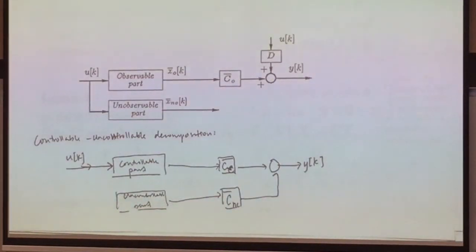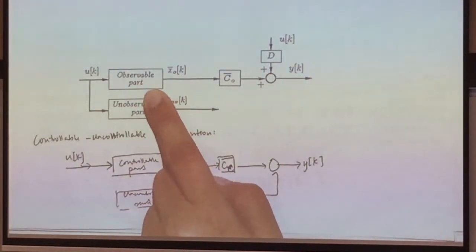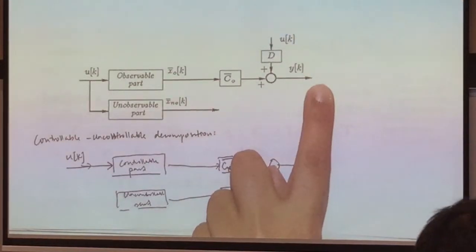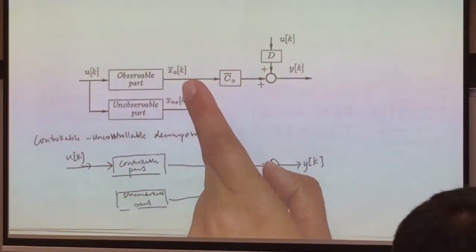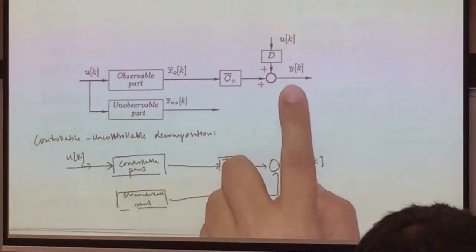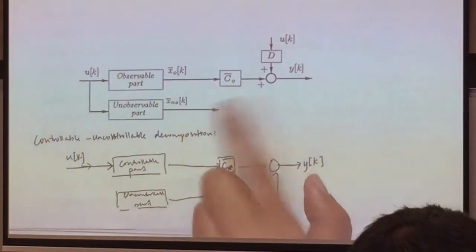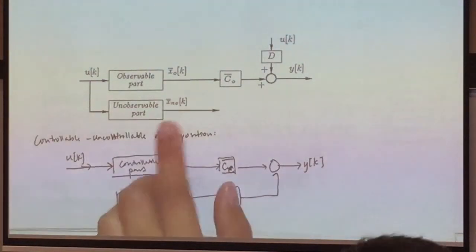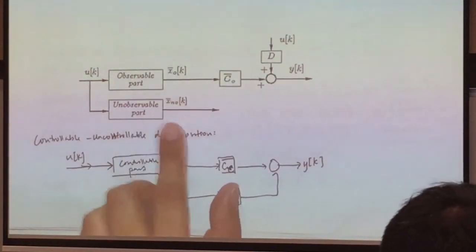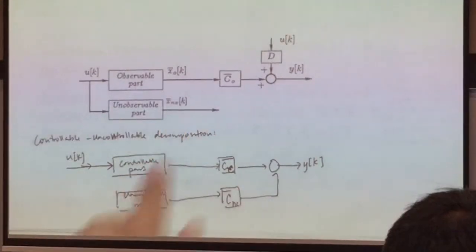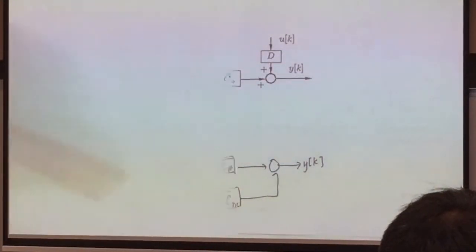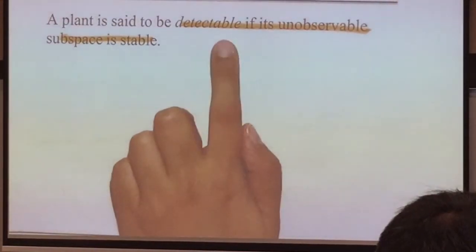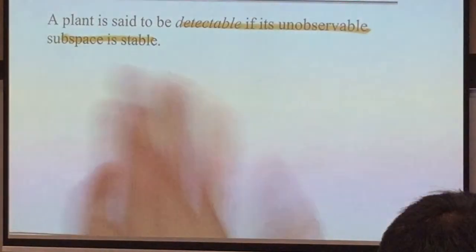Alright? So, as another definition of detectability, we actually detect states. So for observable part, you can detect because it goes to output, right? So you can detect your XO, observable states from output. Or you cannot detect your XNO from output. I would say that it's fine if this unobservable part is stable. Okay, if this is still stable, we say that the plant is still detectable if the unobservable subspace is stable.